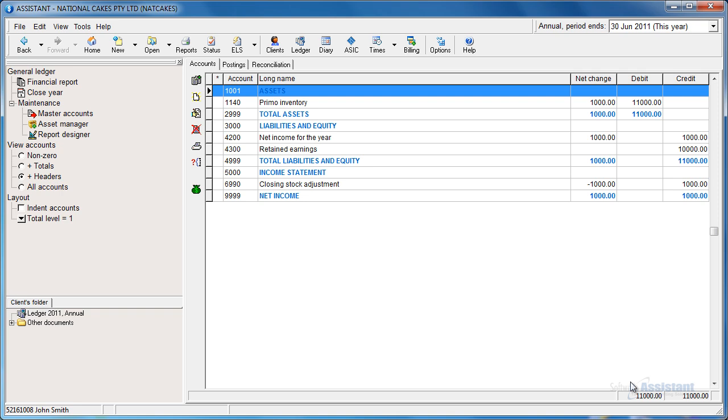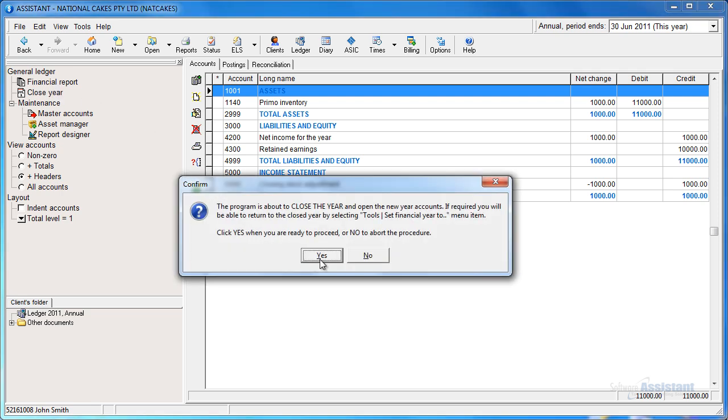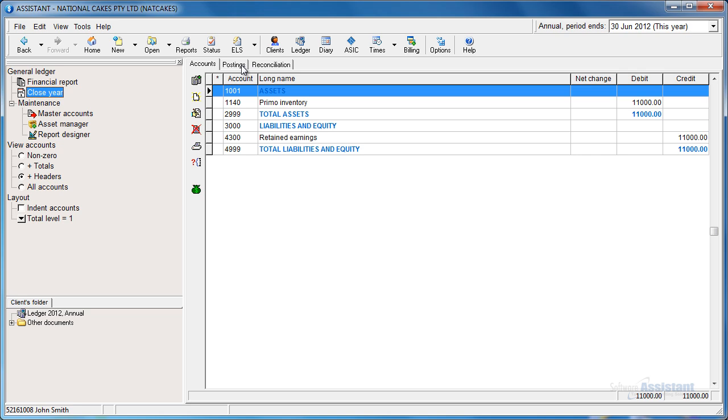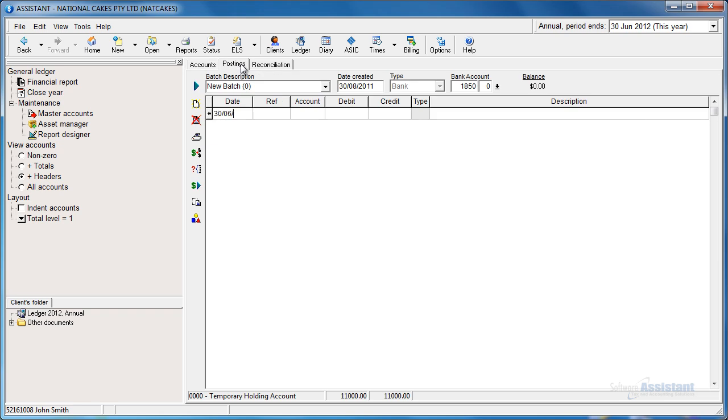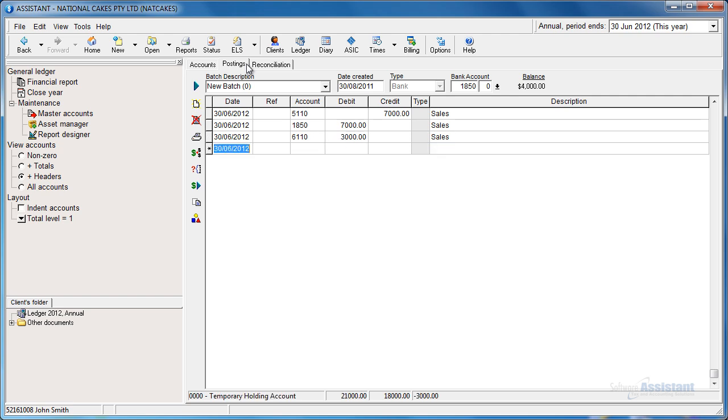Let's now close the 2011 year and enter transactions for the 2012 year. Suppose this year we had $7,000 of sales, $3,000 of purchases, and the closing stock was $12,000. We enter the sales as the following two transactions. Account 5110, $7,000 credit, and account 1850, $7,000 debit. We register purchases with these transactions. Account 6110, $3,000 debit, and account 1850, $3,000 credit.